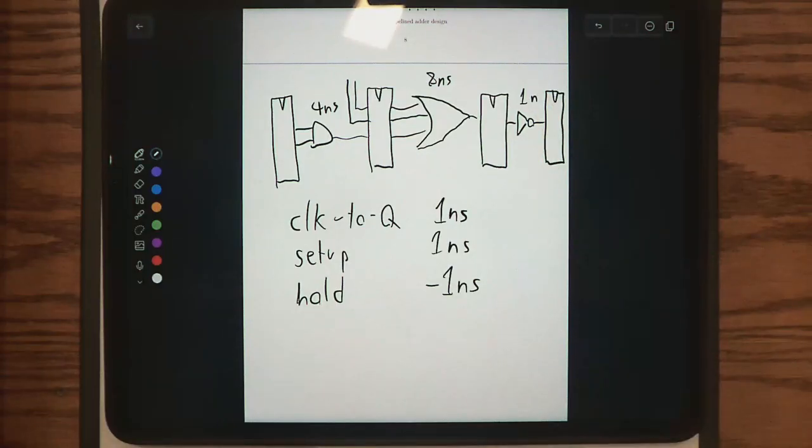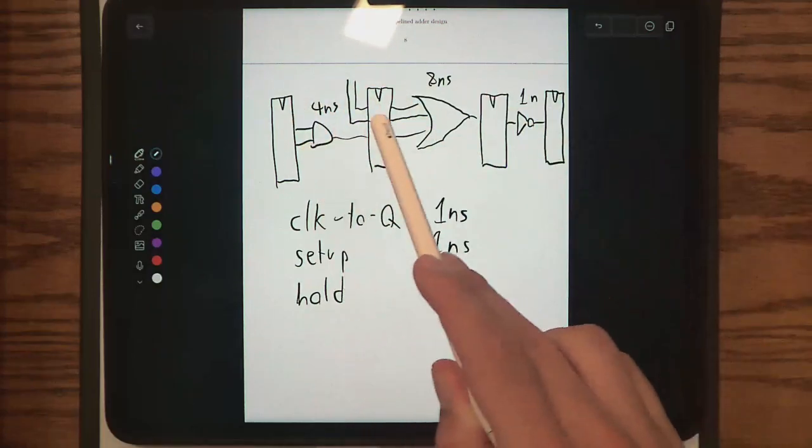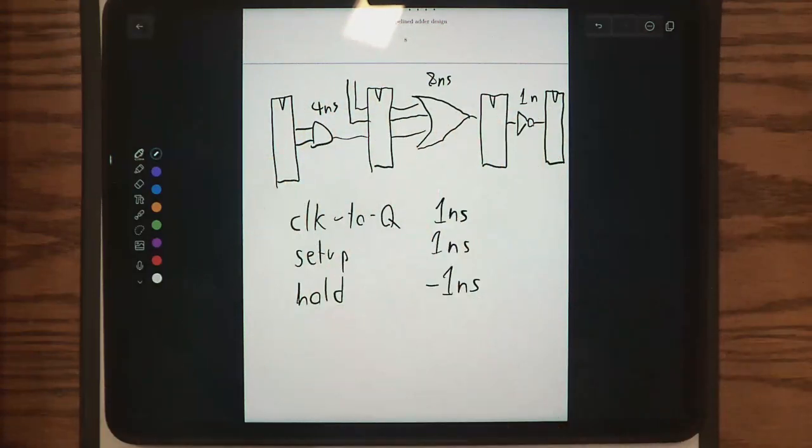All right, yeah, question. Sorry, where are you getting the 2 from again? Is it just clock to Q plus setup? Exactly, yeah, thank you. Yeah, so clock to Q plus setup is 2 nanoseconds, so we add 2 to each one of these, and that is how we calculate the minimum clock period.